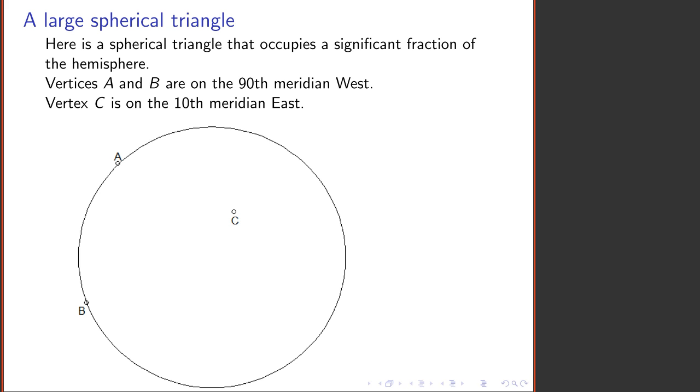For convenience in drawing, I have chosen a triangle ABC for which vertices A and B are both on the 90th meridian of west longitude. That is, they're right at the edge of the region that we can see. And I place vertex C a little bit east of the prime meridian. This is going to make it very easy to do the proof, but I should point out that given any pair of vertices A and B, it would be possible to perform a rotation that would put them on this meridian. So in that sense, this is not a special case.